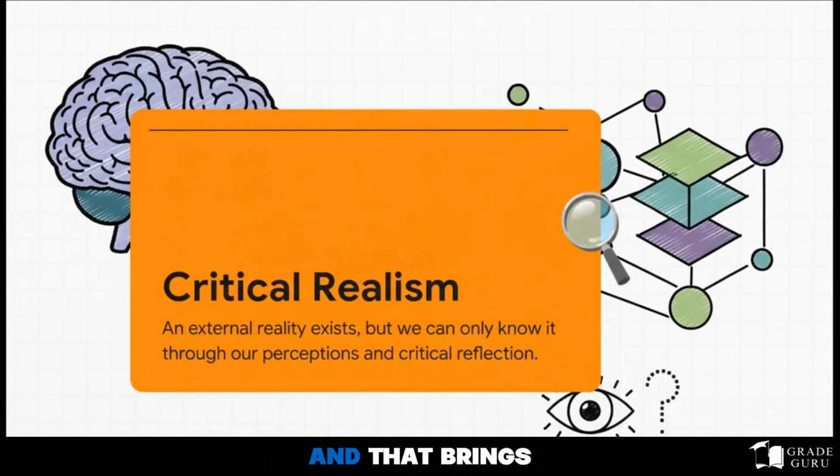And that brings us to critical realism, which kind of tries to find a middle path. It says, yes, there's a real external world. But, and here's the catch, we can never see it directly. Our knowledge is always filtered through our own minds, our own theories, our own biases. So the key isn't to pretend we're objective, but to be critically aware of how our own perspective is shaping what we think we know.